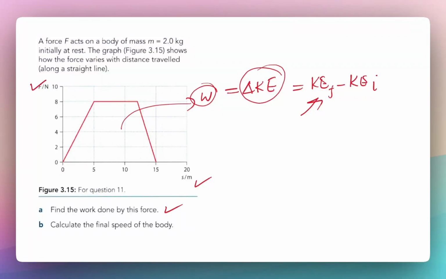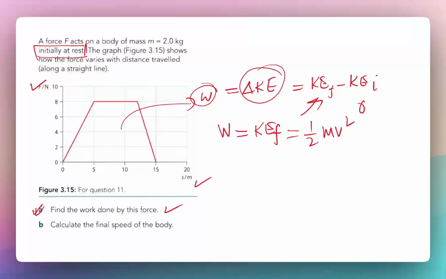It says a force F acts on a body of mass 2 kg initially at rest, which means my initial kinetic energy is 0. That makes our life easier. So what we are going to do is find the work done through the area and make it equal to the final kinetic energy, because the initial one is 0. That's going to be half m v square, and m is given, so we should be able to find v square. That is going to be our strategy. So let's start with part A.